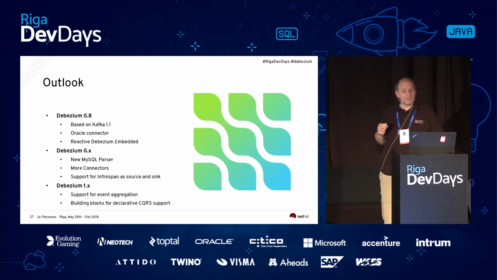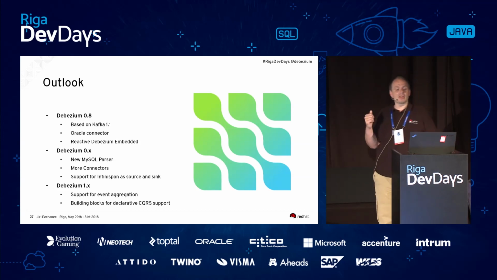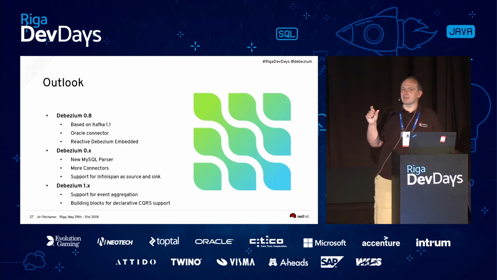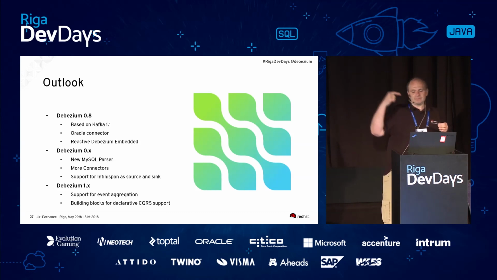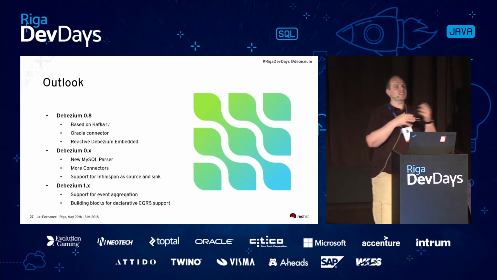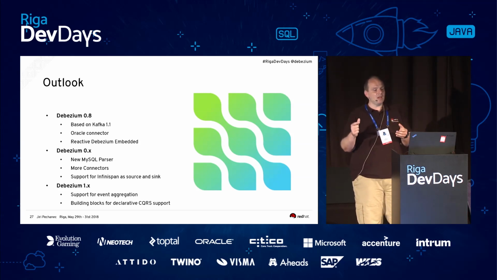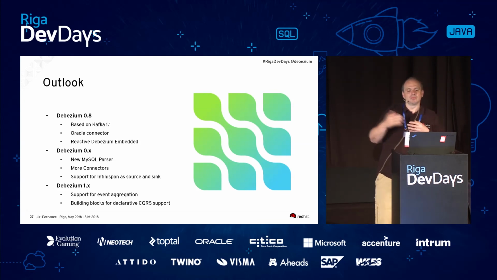The news in Debezium 0.8: we are moving to the latest Kafka, so Kafka 1.1. We will include the Oracle connector I've already been talking about, and we are also developing reactive support for Debezium. You can run Debezium not only with Kafka, but also as an embedded solution inside your application, and you can skip Kafka and consume the events just in memory. We have an API for that, and we are extending this API with reactive support, so effectively creating reactive Debezium.